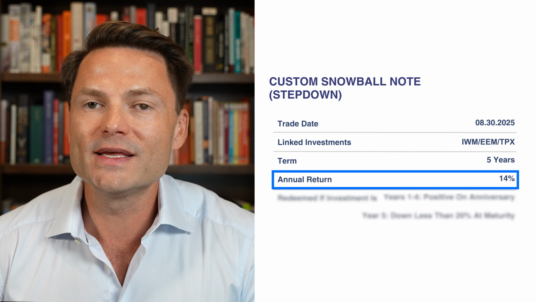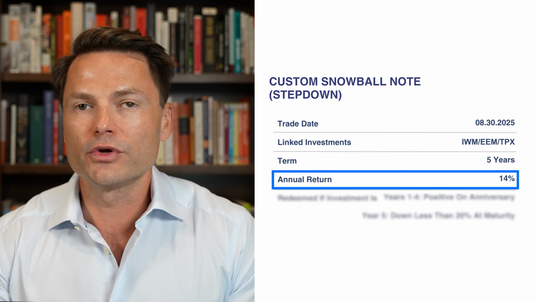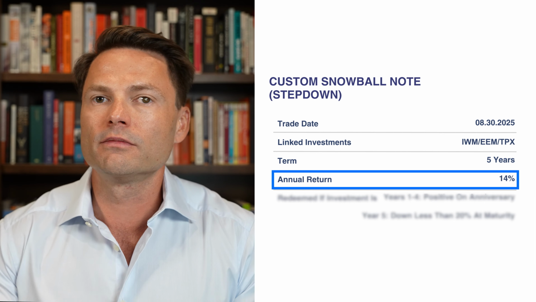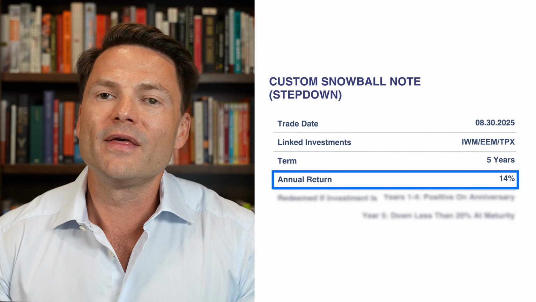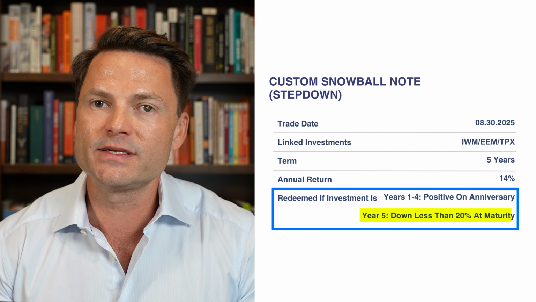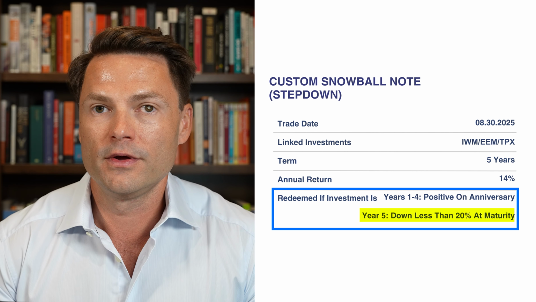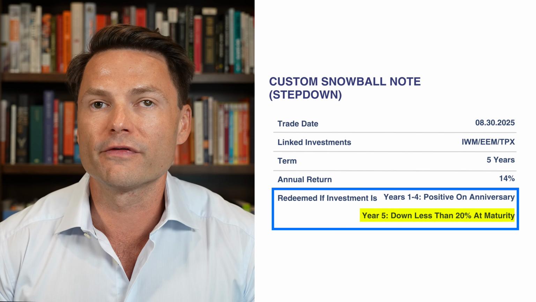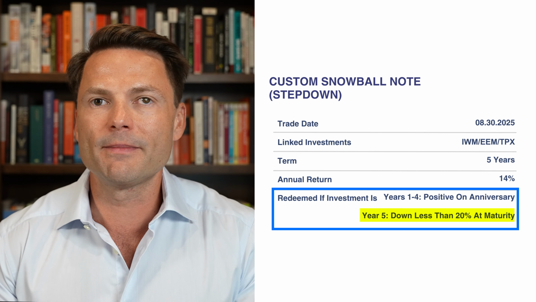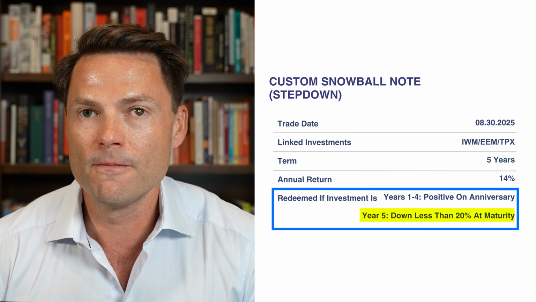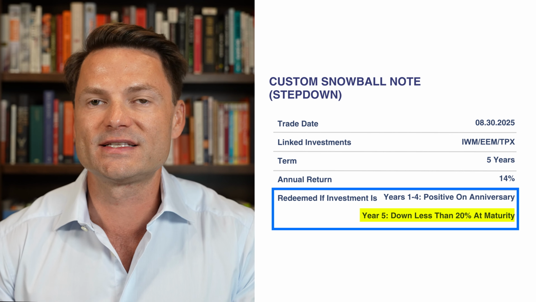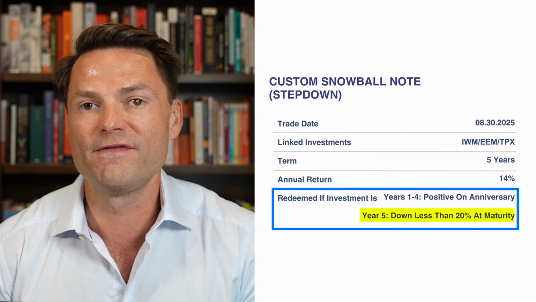And the reason is in this note, right? So years 1 through 4, it's exactly the same, which if the markets are positive, you get your 20% rate of return. But in this note, the markets can be down up to 20% in the 5th year, and you get 5 years worth of your 14%. Okay. So, in other words, the markets could be down 10% in year 5 in this note, and your 14% will have accumulated for 5 years, and you get a 70% rate of return in the 5th year.